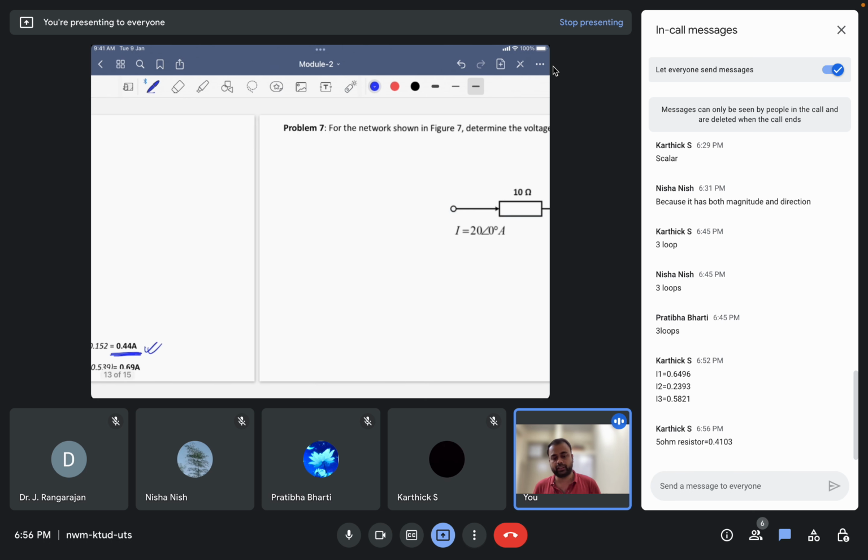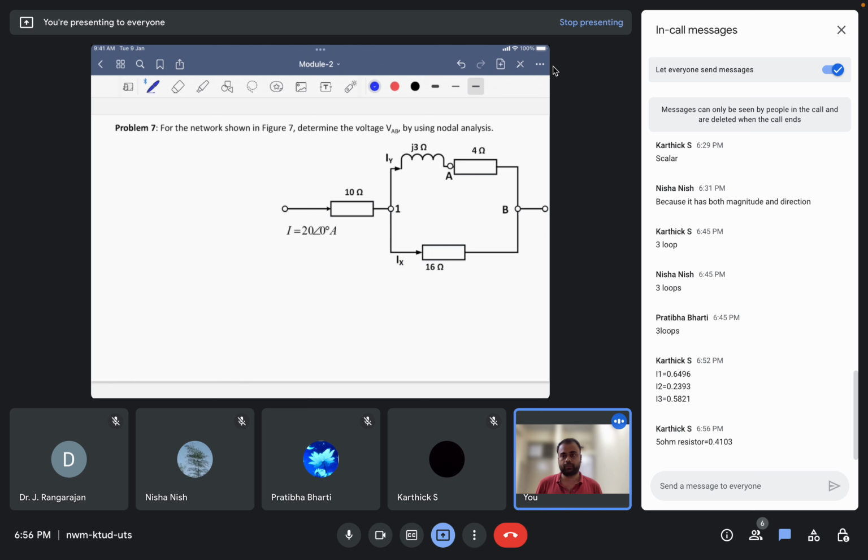Okay. So moving to the next problem. This is problem number 7. For the network shown in figure 7, determine the voltage VAB using nodal analysis. So we have to use nodal analysis to solve and find the voltage VAB. So I think they have forgotten, so this is the voltage. We have to find the voltage here across the 4 ohm resistor.